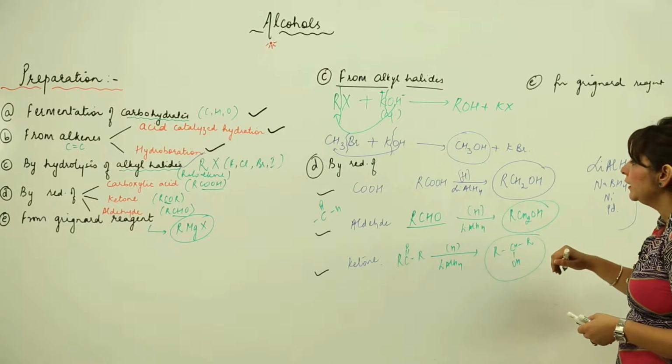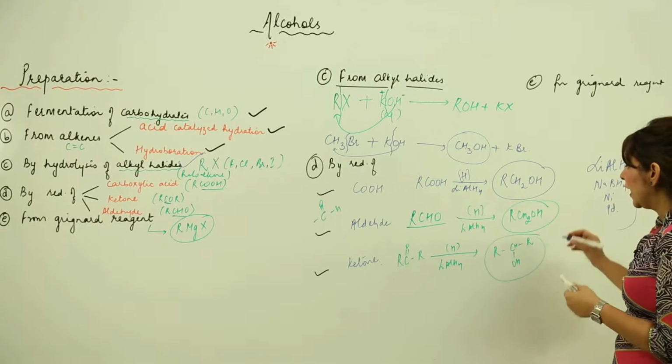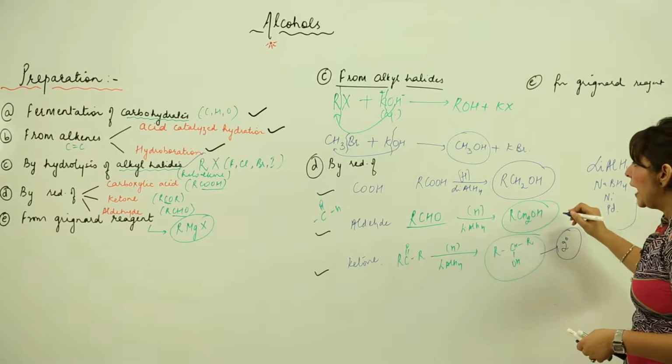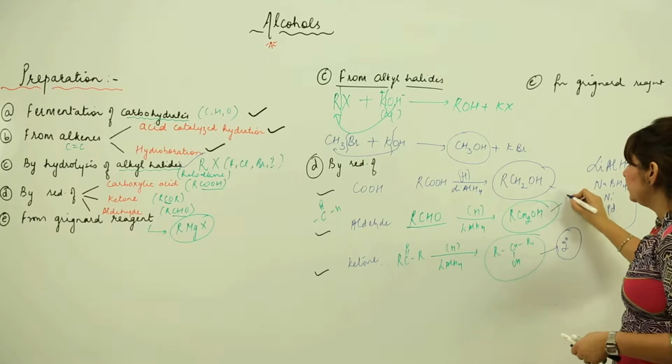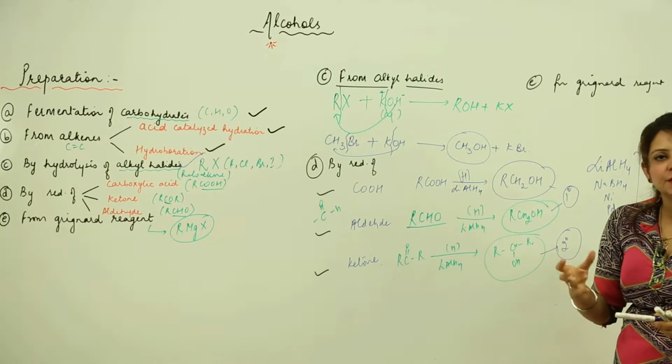So as a result you can make out that the ketone has formed the 2 degree, secondary alcohol, and the carboxylic acid and the aldehyde mainly produce 1 degree alcohol. So likewise we can produce the primary, secondary and tertiary alcohol.